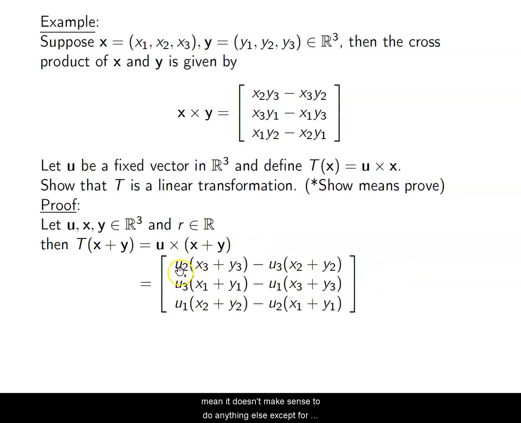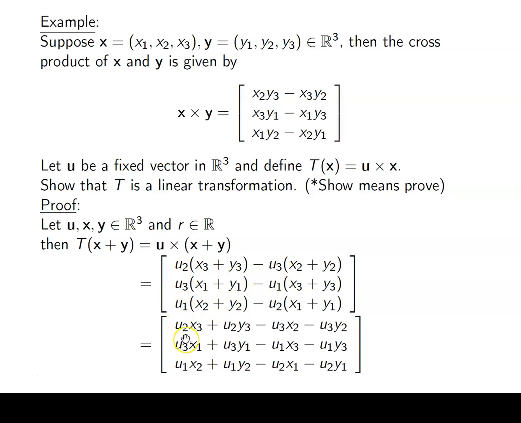So obviously, it doesn't make sense to do anything else except to start to distribute these outer terms, right? So distribute this u2, this u3, etc. And that's exactly what I'll do. So I got u2x3, u2y3 minus u3x2. This is a negative here. Do not forget to distribute your negative signs.